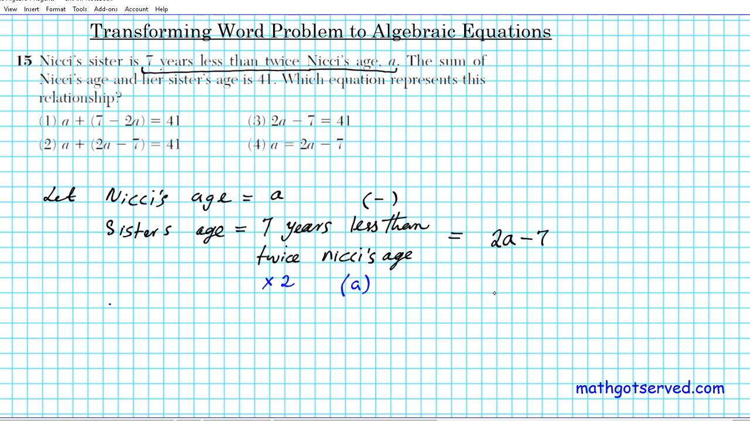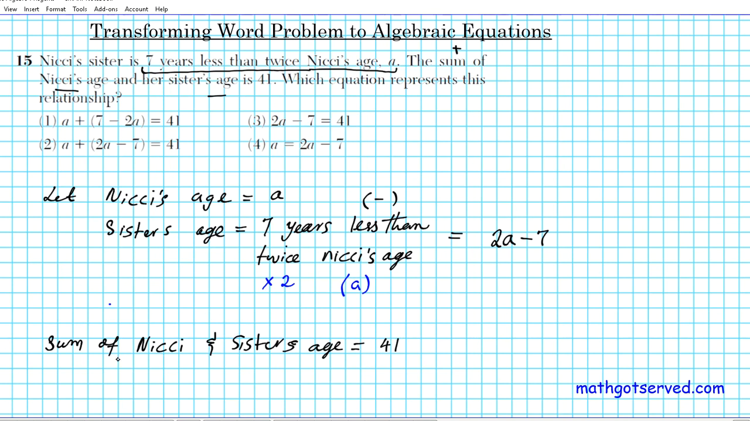We're told that the sum of niece's age and the sister's age is 41 based on the second statement. Niece's age and her sister's age has a sum. So let's write that down. The sum of niece and sister's age is 41.